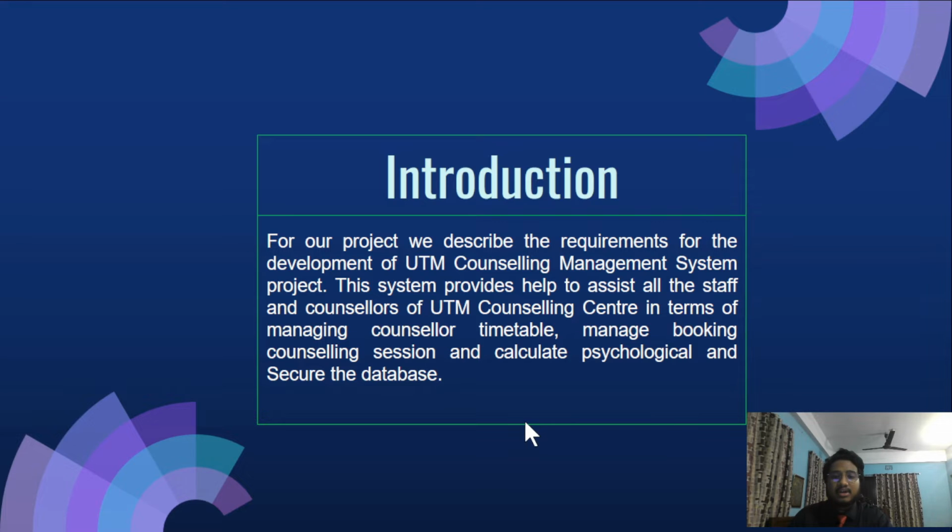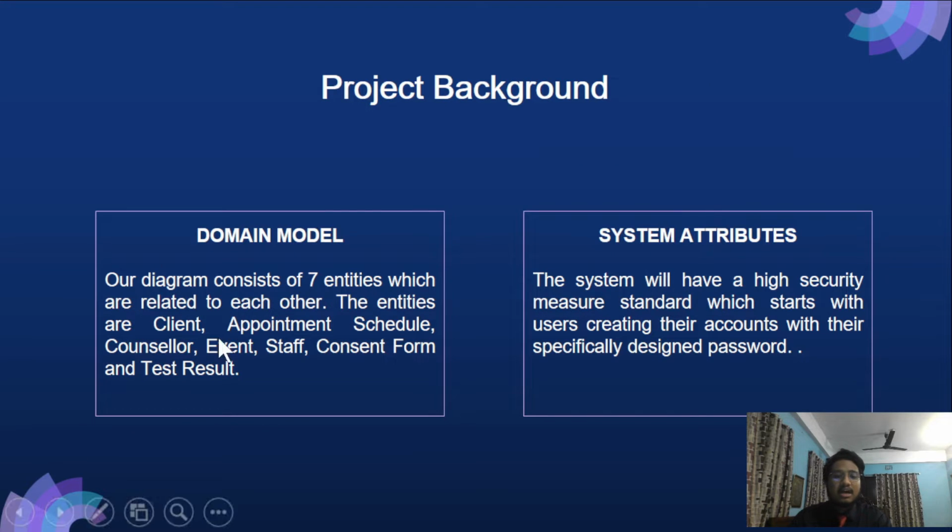The requirements are captured during the allocation process, and these requirements are important to the project team and stakeholders to avoid any kind of misunderstanding during the system development phase. In project background, we have two parts: domain system and system attribute. Our domain diagram consists of 7 entities which are related to each other. The entities are client, appointment schedule, counselor, event, staff, consent form, and test result.